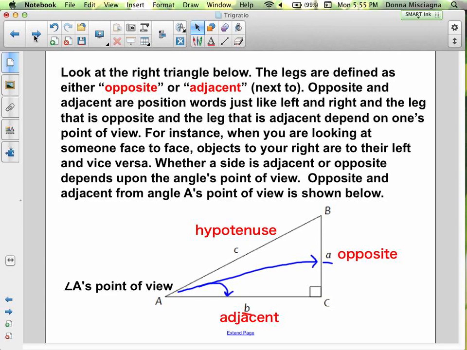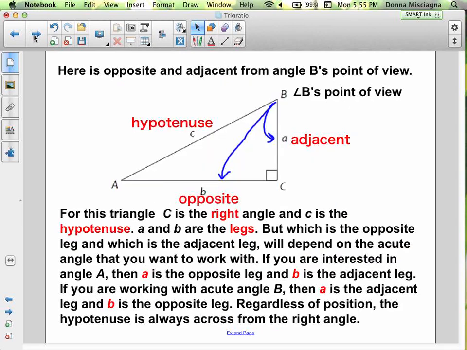It would be different if we take angle B's point of view. So here's angle B's point of view. So now it's side B that's the opposite, right? Because that's the one that's on the opposite side of the triangle. Making up part of angle B is side A. That's adjacent, side A. So side A is the adjacent leg, right? Because it's not opposite, and it makes up part of angle B. Side B is across the triangle. It's the opposite side. And of course, side C, that's always the hypotenuse.